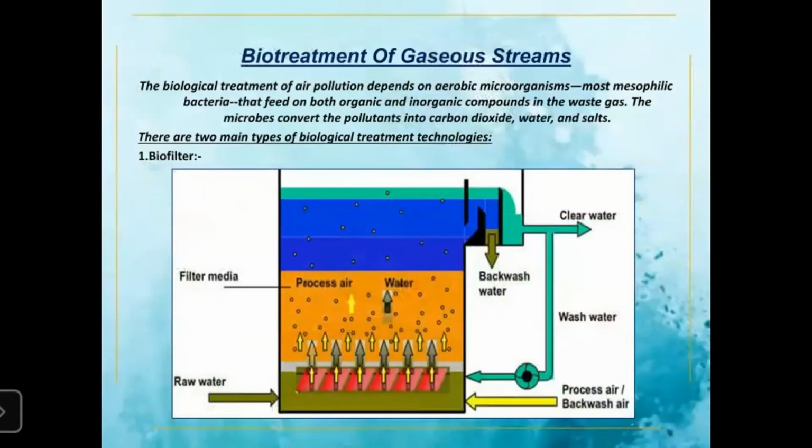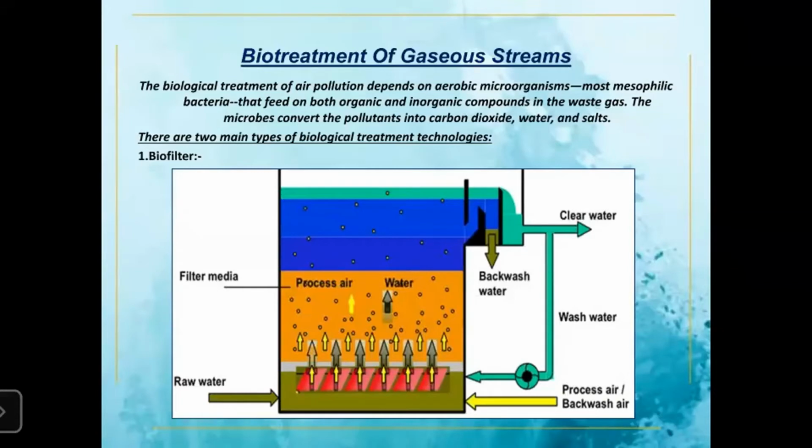Okay. Now, biotreatment of gaseous streams. The biological treatment of air pollution depends on aerobic microorganisms, mostly mesophilic bacteria that feed on both organic and inorganic compounds in the waste gas. Here we can see the picture of a biofilter, which is one of the main biological treatment technologies.